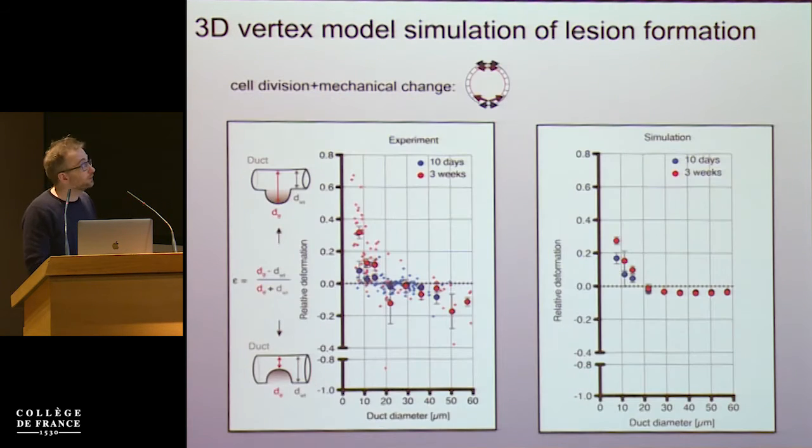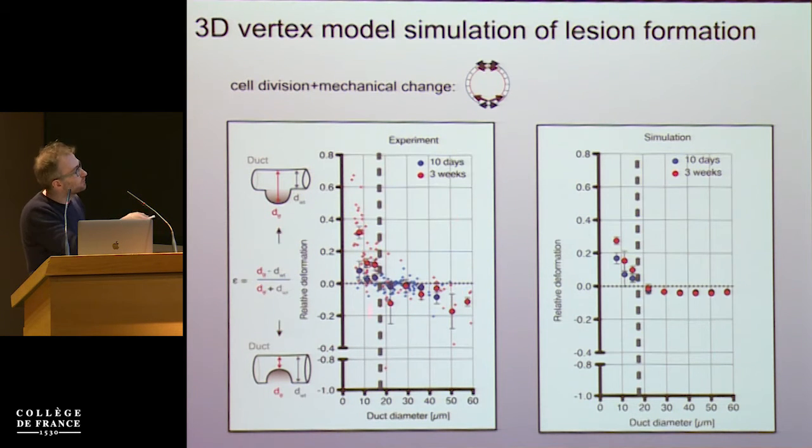So to quantify this a bit more precisely, this is a plot showing the deformation of the tumor as a function of the diameter of the tube in experiment and in simulation. So these positive values indicate deformations that are outgrowing, and negative values deformations that are inside. The colors correspond to 2 different times, and in both simulation and experiment, there is a threshold of duct diameter where one switches from one deformation to the other, which is about 70 micrometers.